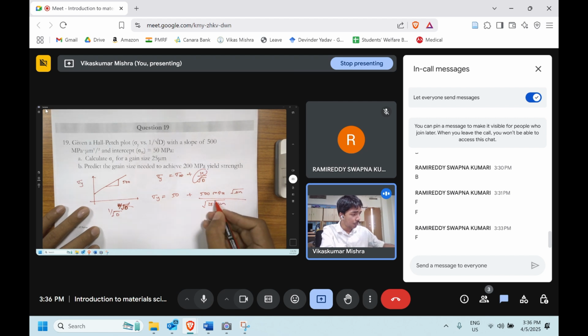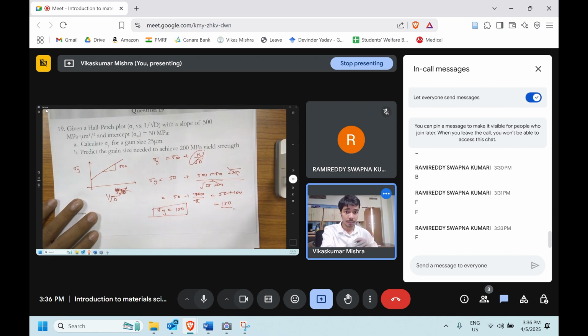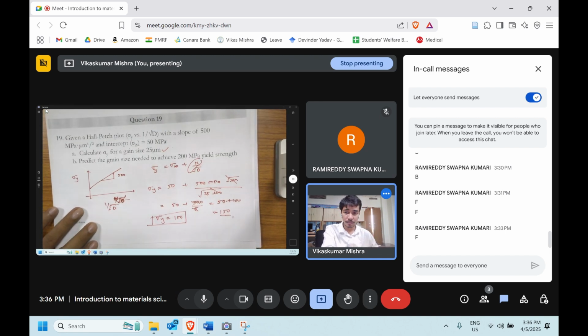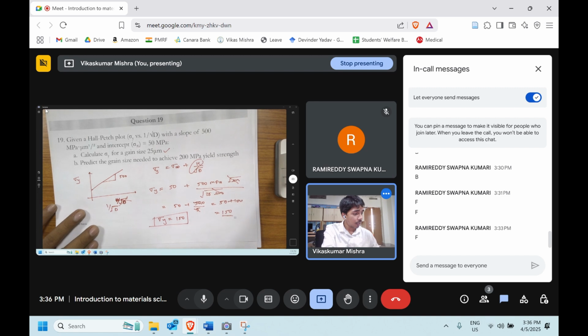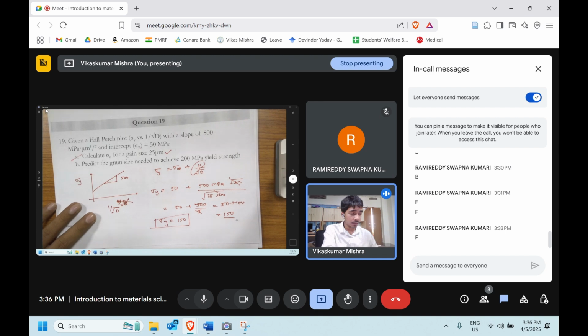Again the micrometer, so they will cancel out with each other. What we are left with is 50 plus 500 divided by root 25, which is nothing but 5. So we'll write 50 plus 100. This is nothing but 150. So the yield strength we have got is around 150, corresponding to this grain size of 25. Clear? That's right. So now the first answer, option A, is clear. The first question is over.